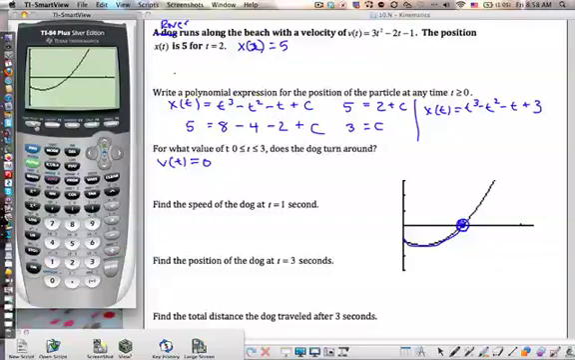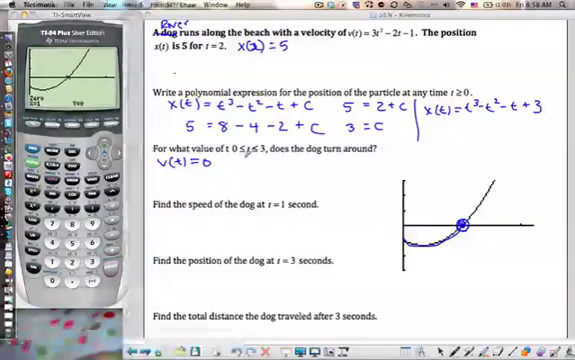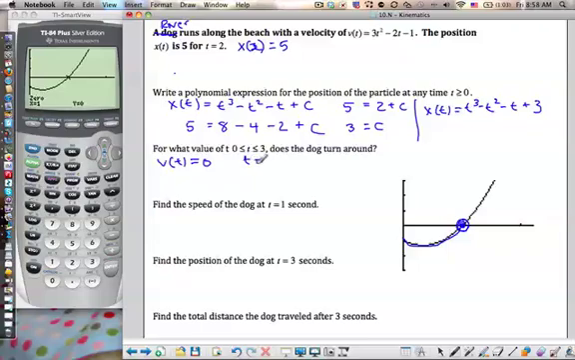I think we can use our calculator for this. Let's go second calc. So the velocity function equal to 0. Go to the left, go to the right. It's in between those two arrows. T equals 1. Nice. So at t equals 1 second, the dog turns around.